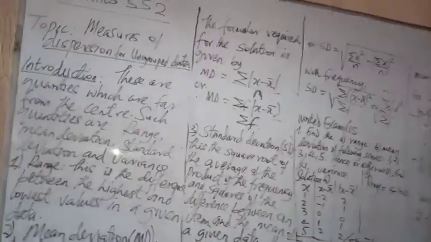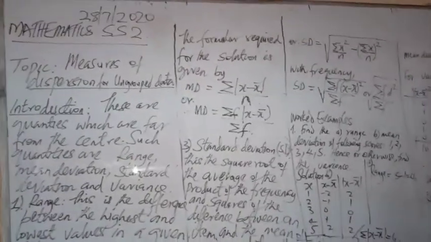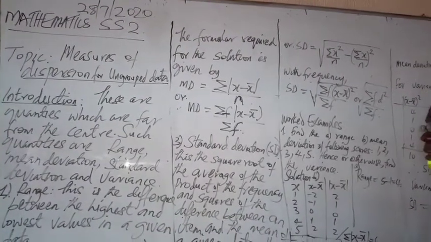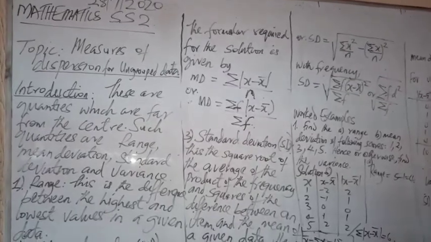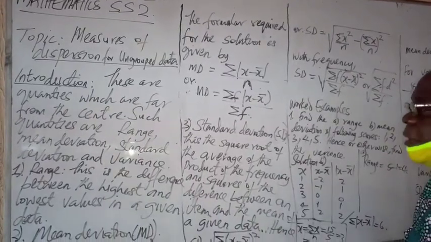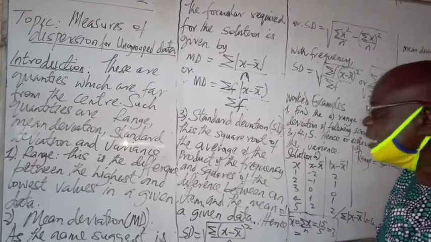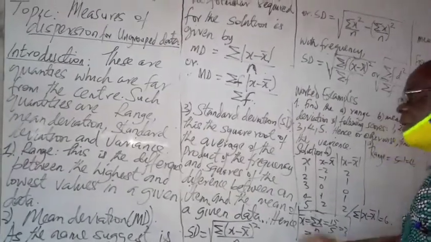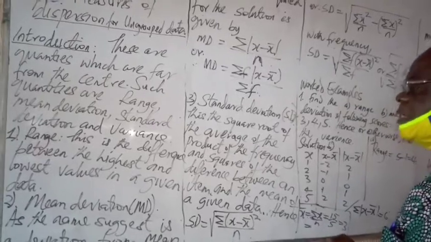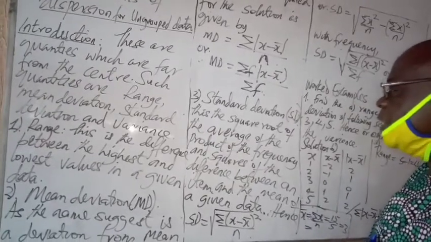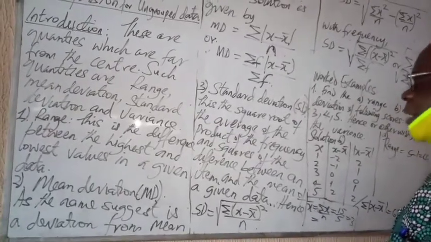What is the measure of dispersion? We equally call it measure of variability. And what is the meaning of that? From the introduction, we say these are quantities which are far from the center, that is, from the mean. They are far from the mean. And this includes range, mean deviation, standard deviation, and variance.